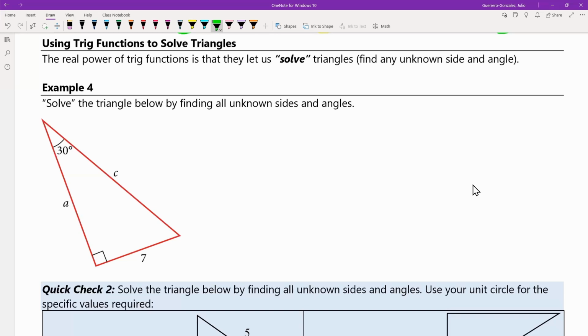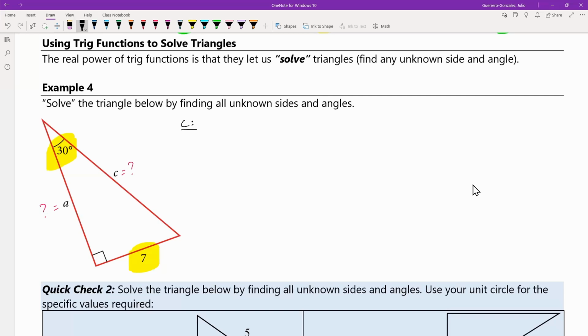The way that we're going to do this: notice that in this case, I am given an angle and the side. I do not know these, I have no clue what these are, but this is where we use trig. So now for C, let's go ahead and find the hypotenuse first.